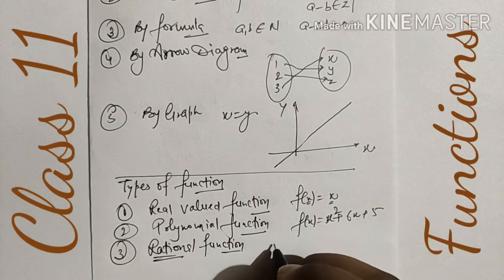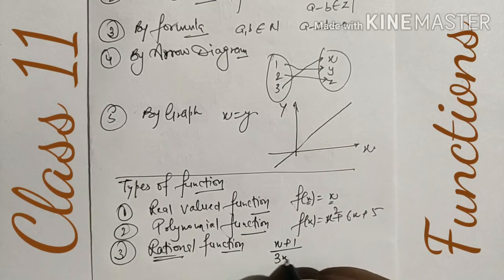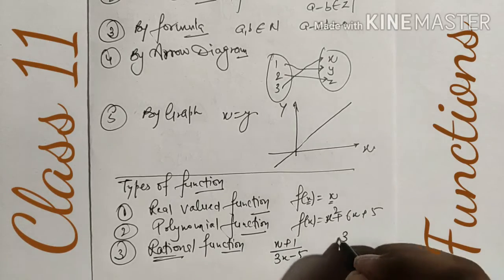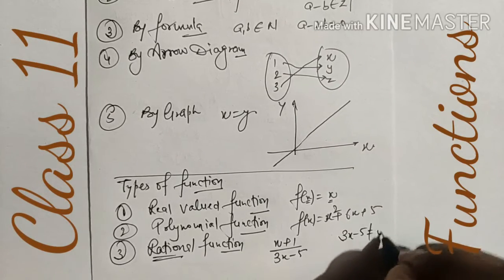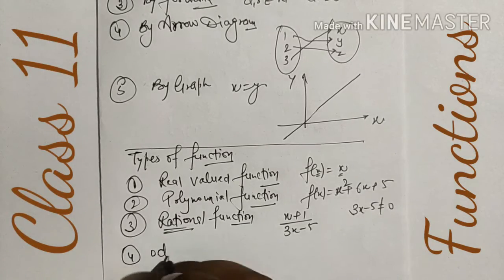Next type we are taking here is rational function. As you know, rational means p by q form, so a rational function should be of type p by q. Here x plus 1 divided by 3x minus 5, where the denominator cannot be 0, there is a restriction.